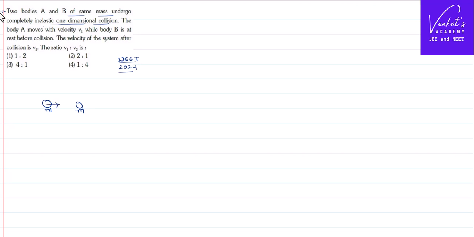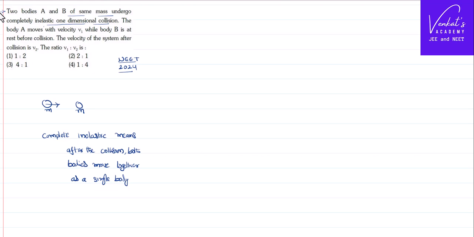one-dimensional, complete inelastic. What do you mean by inelastic? Complete inelastic means after the collision both bodies move together as a single body with a common velocity.